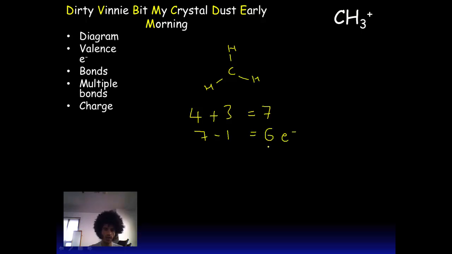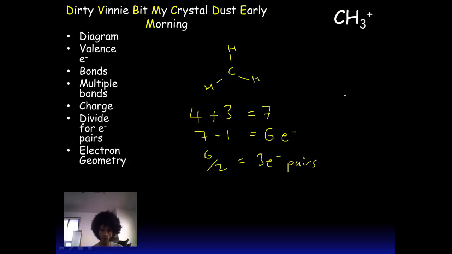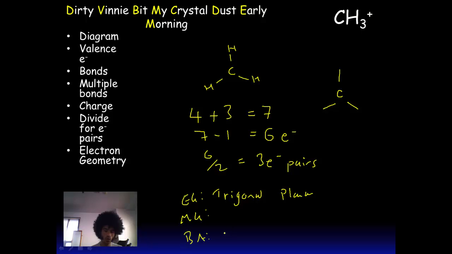All right. I now need to move on to divide for electron pairs. So 6 divided by 2 equals 3 electron pairs, or electron domains if you like. So I now can work out the electron geometry. So carbon is here. Now it's 3 electron domains. So 1, 2, 3. So my electron geometry has to be trigonal planar. And my molecular geometry, which I'll do later, and my bond angle has to be somewhere around 120 degrees.